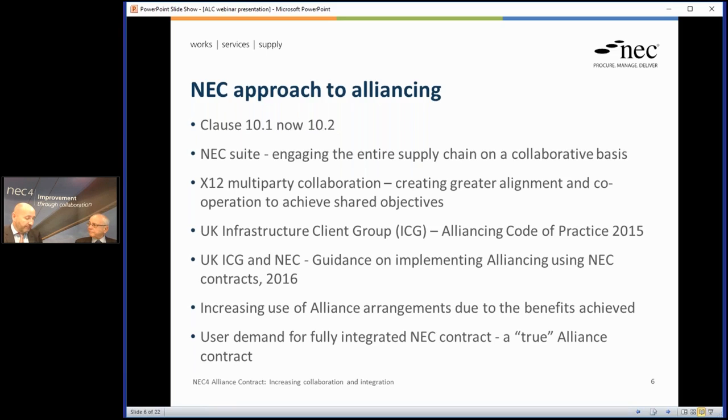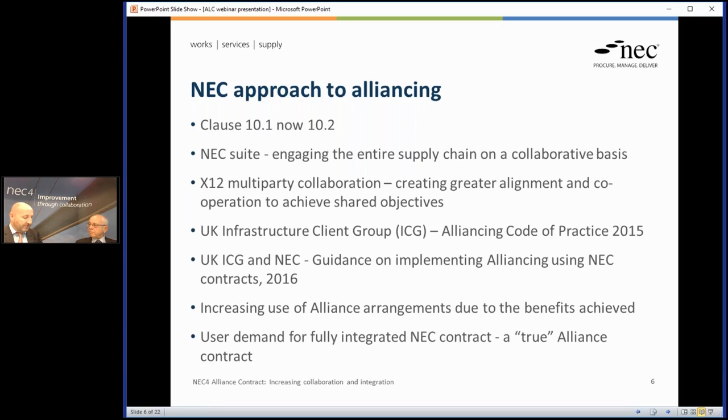I mean, Infrastructure Client Group produced their guide to alliancing. You and I have worked with them in terms of producing a guide on how you can use NEC contracts to achieve or create an alliance with X12 overarching it. And I think it's sort of X12 plus in the sense of it's not just the X12 as produced. We've also suggested some changes to be made, possible Z clauses that would allow the standard contracts to better accommodate an overarching alliance arrangement. Okay.